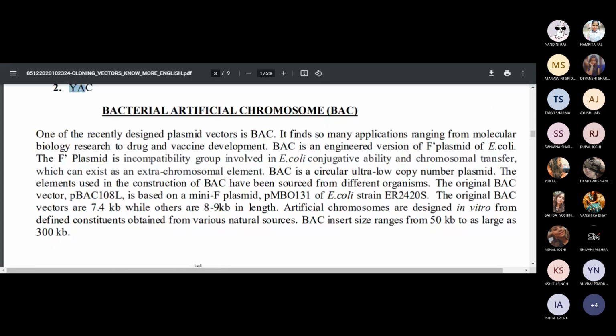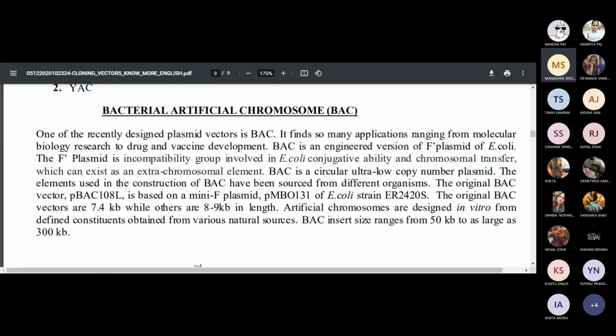So what are these BAC and YAC going to be? Manaswini, will you be able to read this for me? Manaswini, please read this for me. Yes, sir.